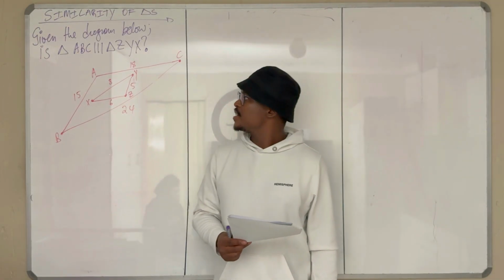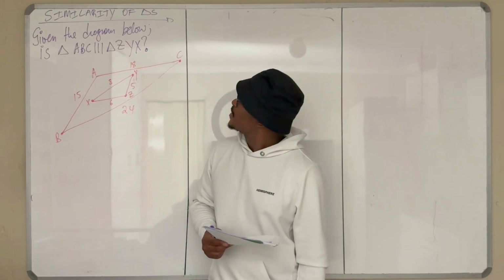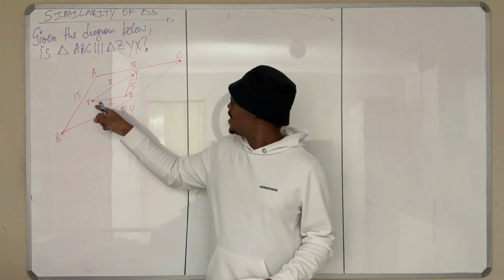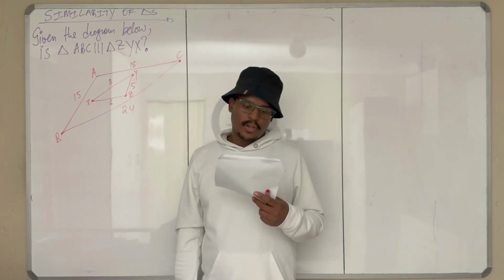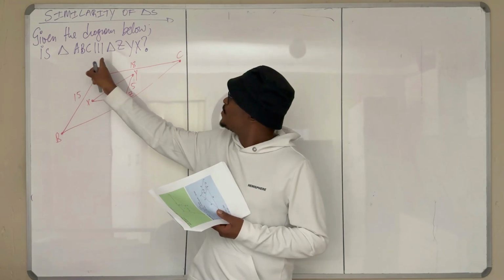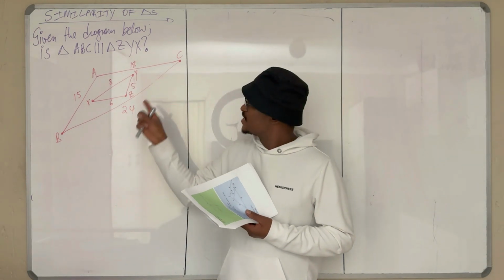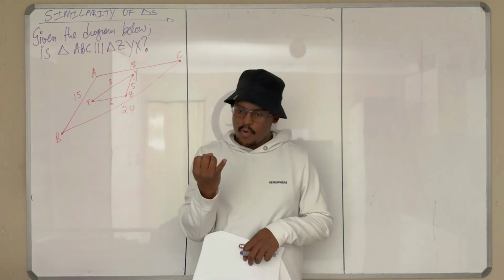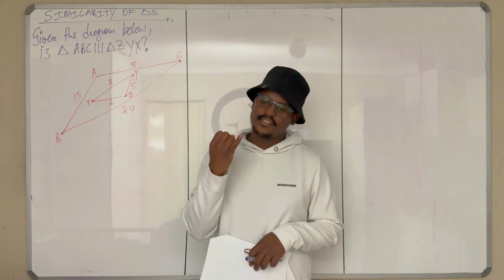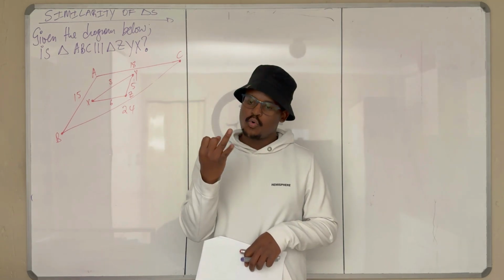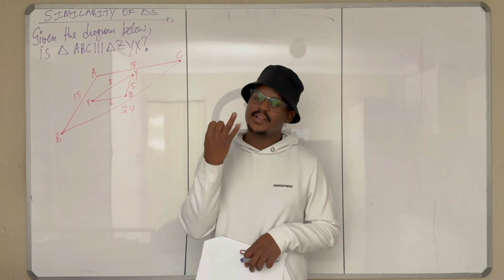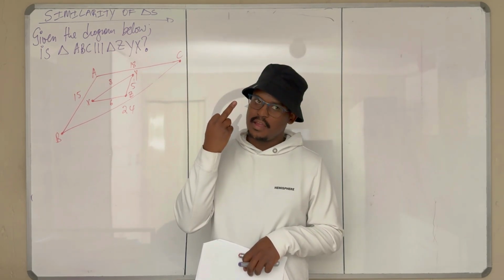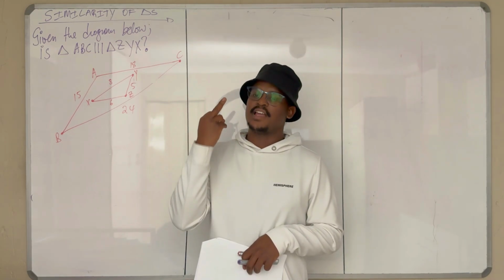Okay, so now we're doing example number 3. It says, given the diagram below, these two triangles, triangle ABC and triangle XYZ, is triangle ABC similar to triangle ZYX? So they're asking if these two triangles are similar. You know there are 3 ways. 1, at least 2 pairs of corresponding angles are equal in measure. 2, all 3 pairs of corresponding sides are in proportion. 3, 2 pairs of corresponding sides are in proportion and their included angles are equal in measure.